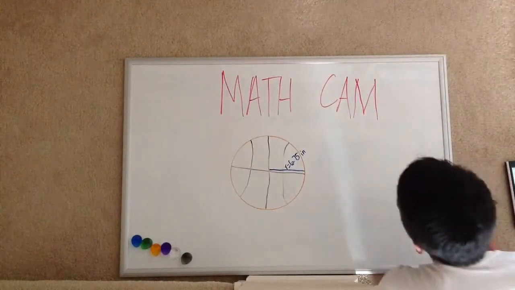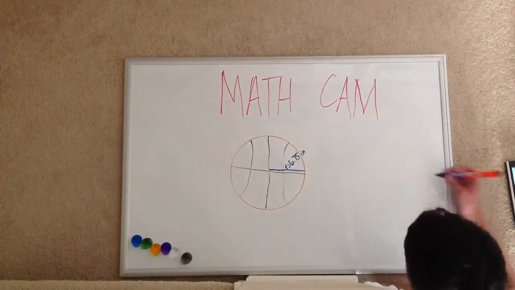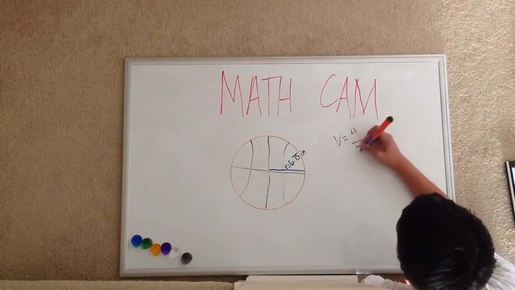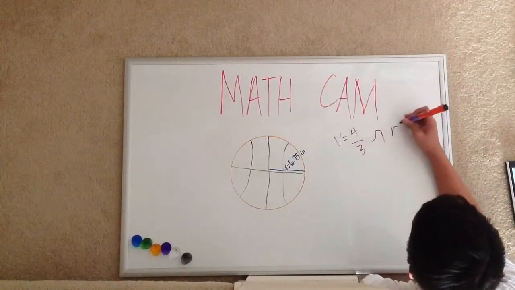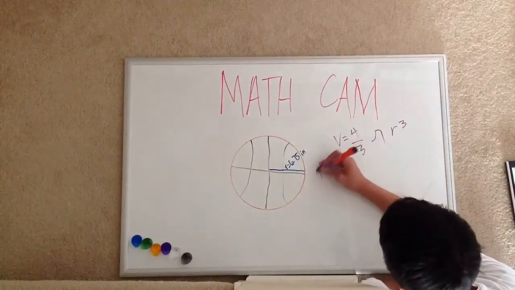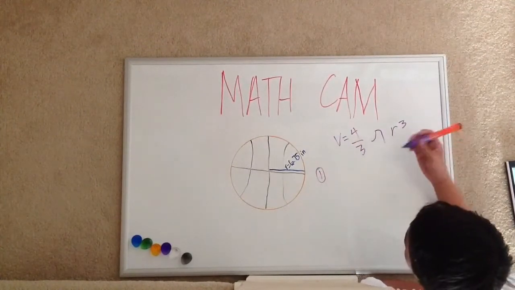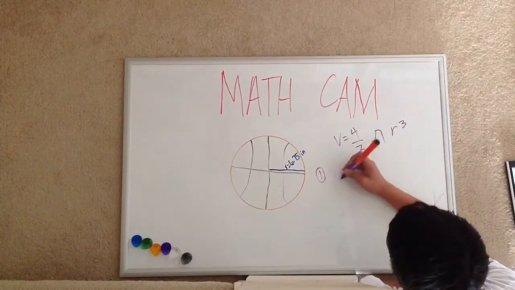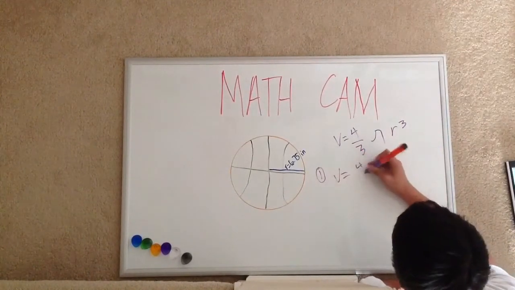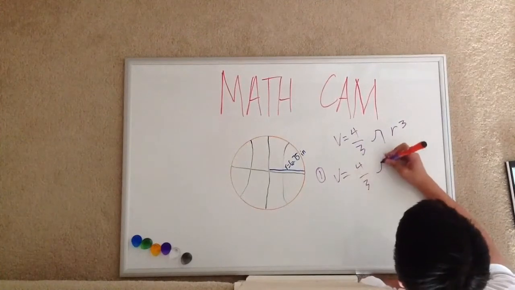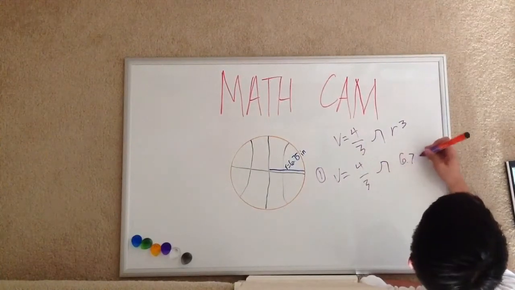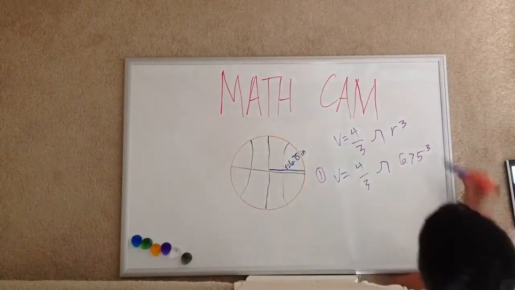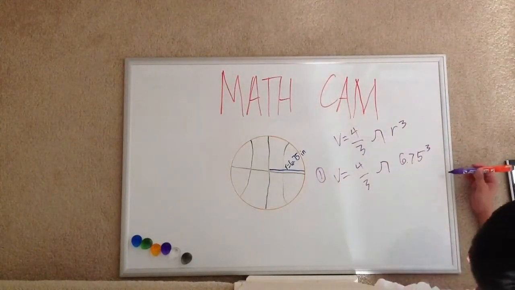We are going to find the volume of a sphere, and how we're going to do that, we are going to first write our formula for volume of a sphere, and that would be V is equal to 4/3 pi r cubed. So first step, we need to start with what is given, and we are given that the radius is 6.75 inches. And so volume is equal to 4/3 pi 6.75 cubed.